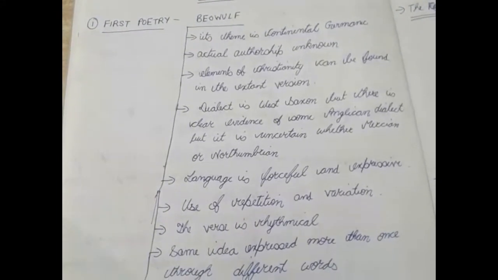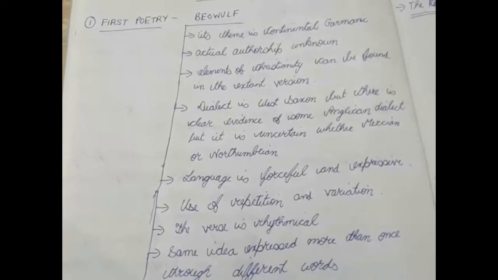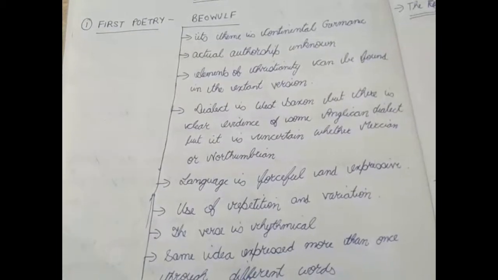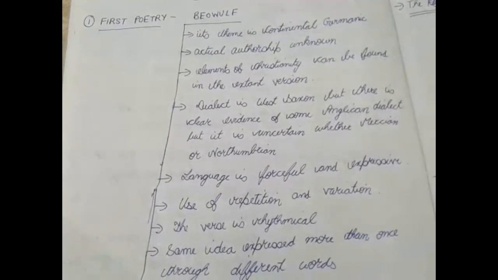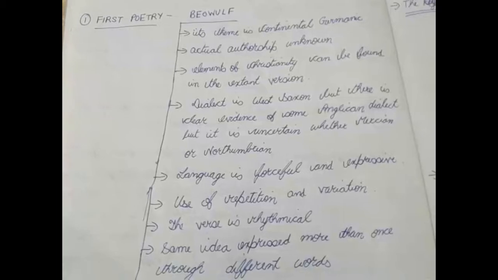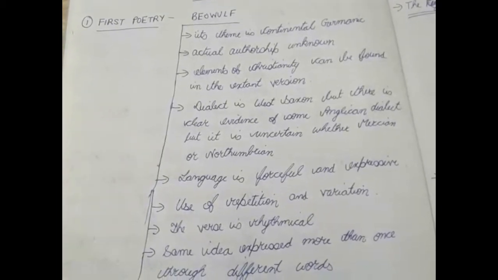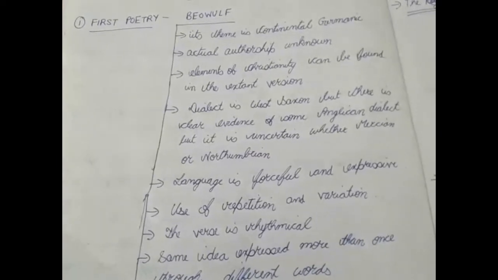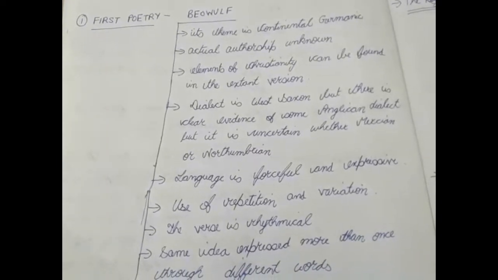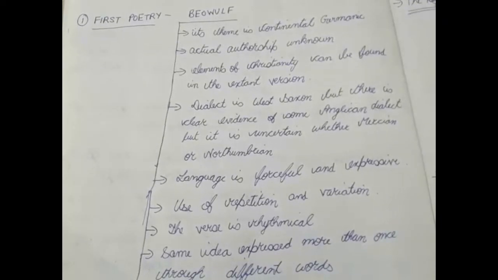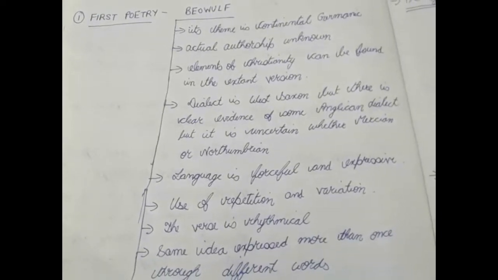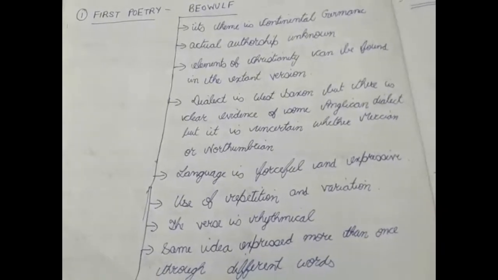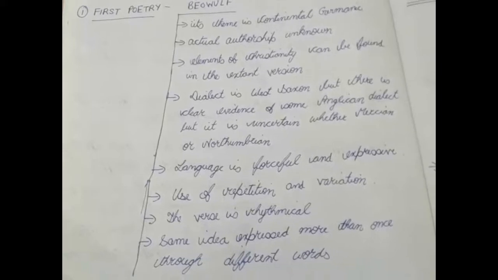Its actual authorship is unknown because it is not signed. There are elements of Christianity which can be found in the extant version, not in the original version, but in the modified version. Now, the dialect is West Saxon, but there is clear evidence of some Anglian dialect, though it is uncertain whether it is Mercian or Northumbrian. The dialect is West Saxon, there is no doubt in that, but there are also evidences of some other Anglian dialect like Northumbrian and Mercian, which is not clear.